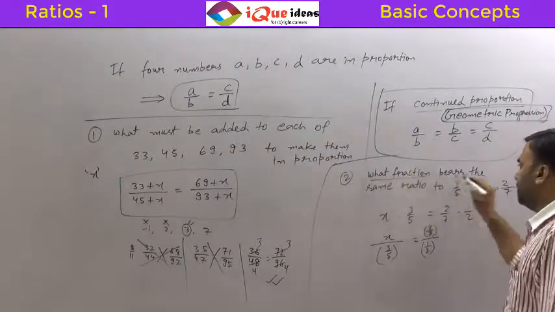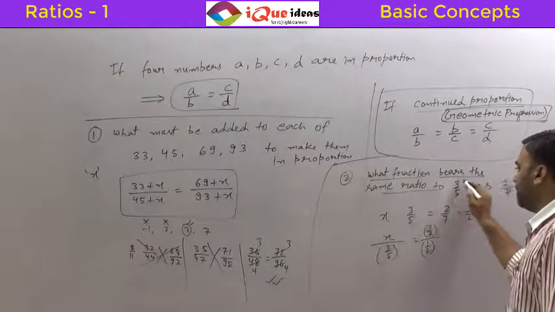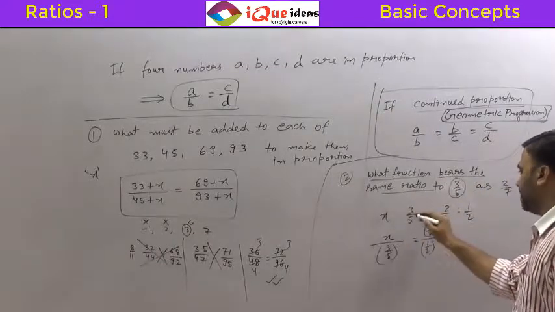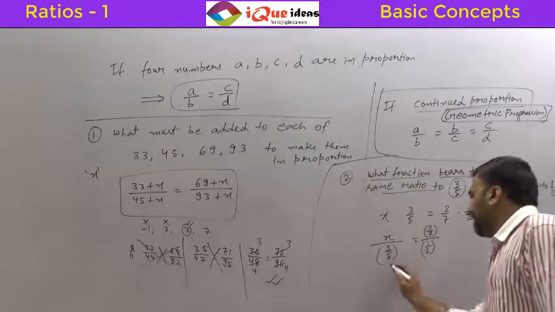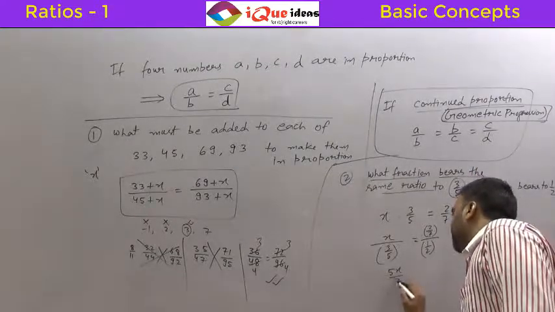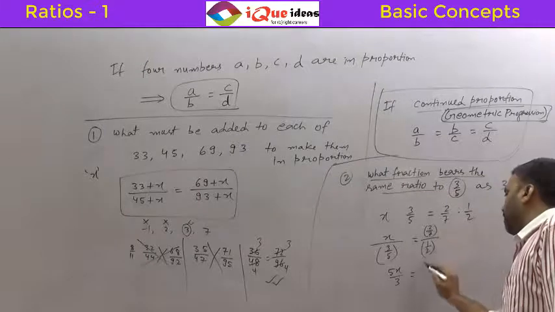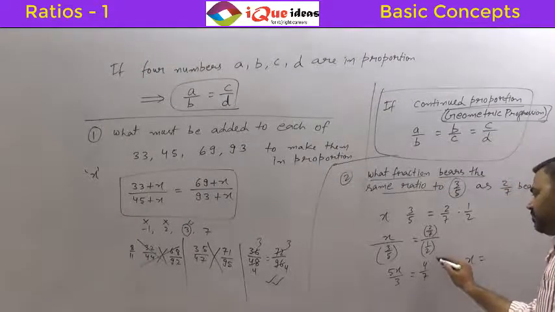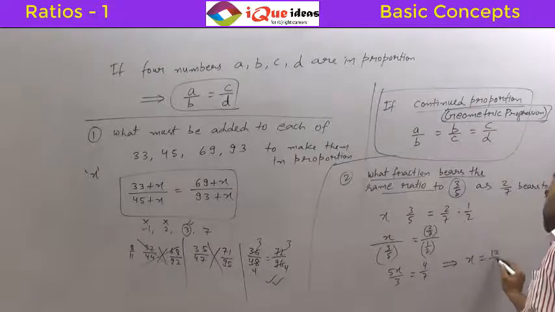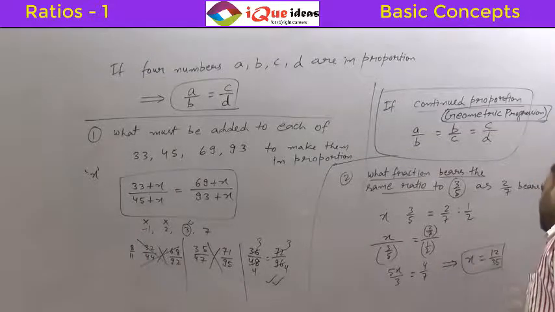It says what fraction bears the same ratio to 3 by 5. So x will come at the first position, then 3 by 5, and then 2 by 7 bears to 1 by 2. Let's simplify. So you will get 5x by 3 equal to 4 by 7. So finally from here we get x is equal to 12 by 35. So the required fraction is 12 by 35.